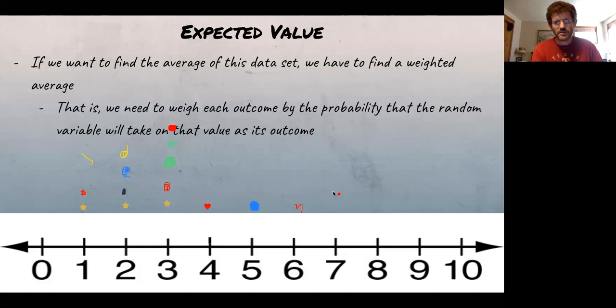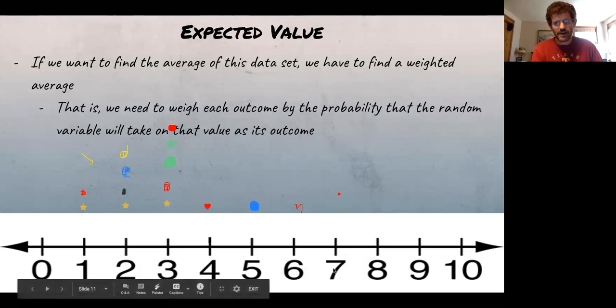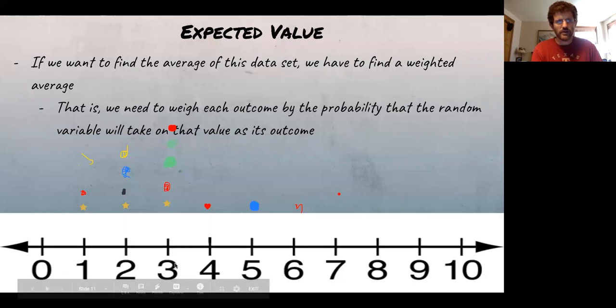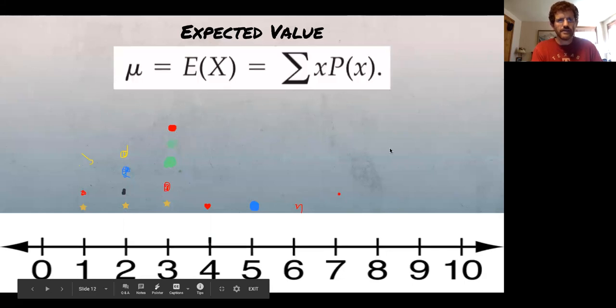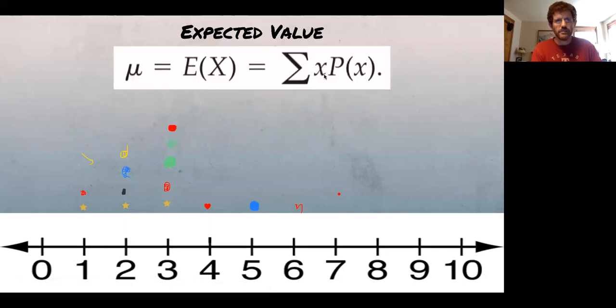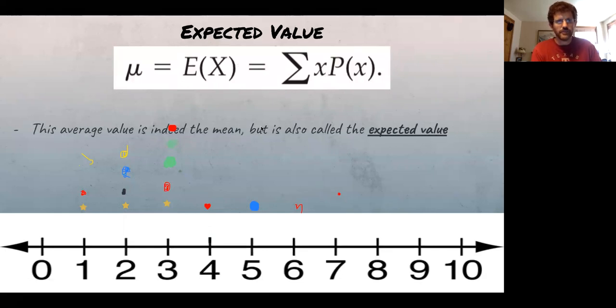So there's a 1 in 16 probability that 7 is the outcome, whereas 5 people had 3 cars. So there's a 5 in 16 probability that someone has 3 cars. So if I take the actual outcome, multiply it by the probability, that can give me the mean. Okay, and here's the formula behind it. The average is indeed the mean. It's also called the expected value. So this right here is your expected value.